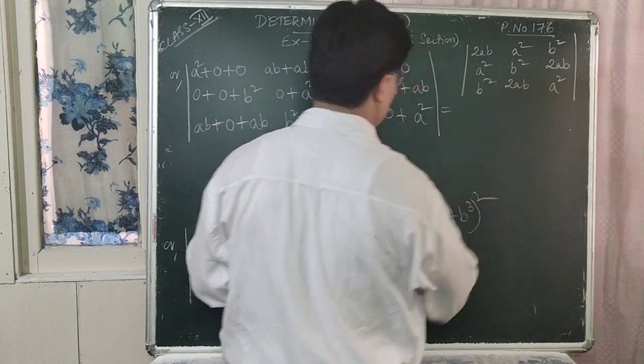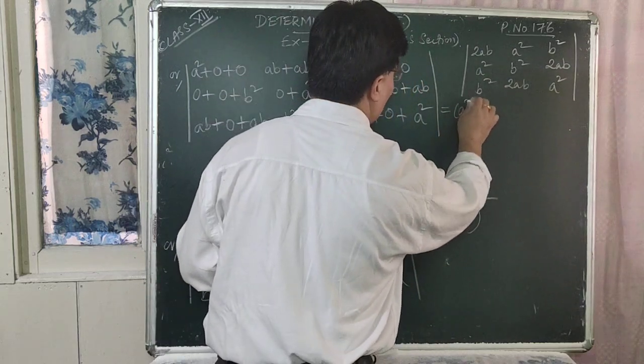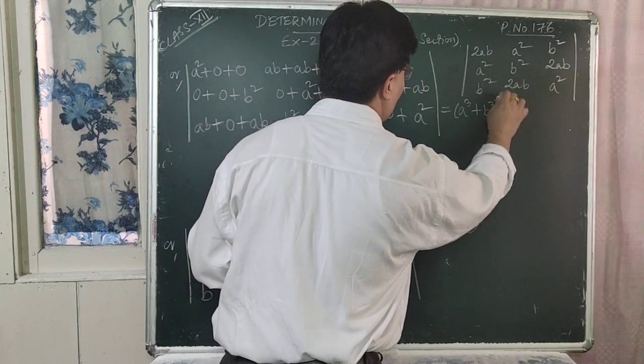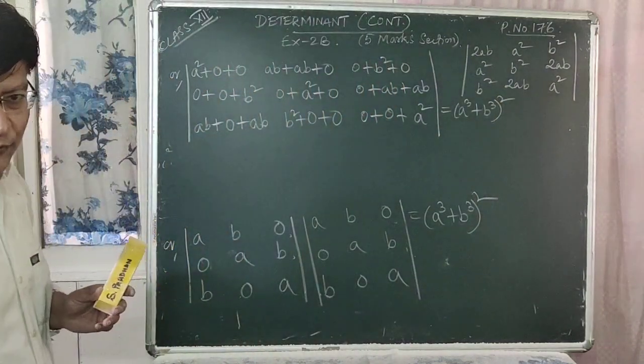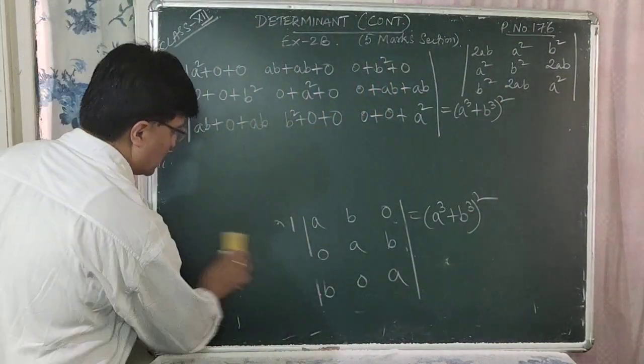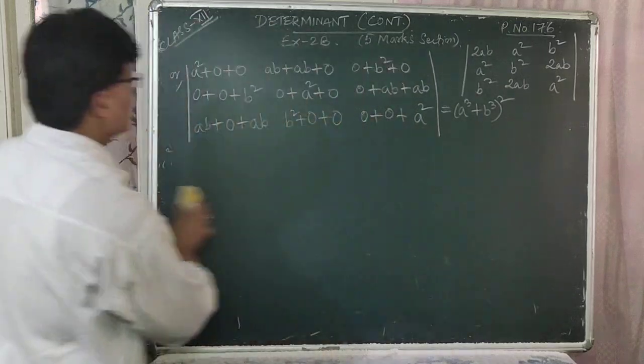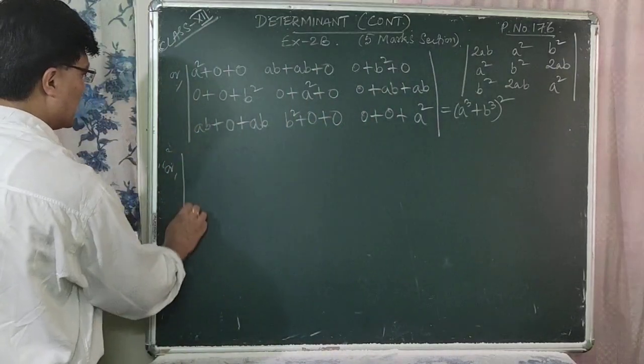So which is equal to, what is the right hand side here? (A cube plus B cube) whole square. Is that clear to all of you? Okay. So next, let us simplify this left hand side determinant.